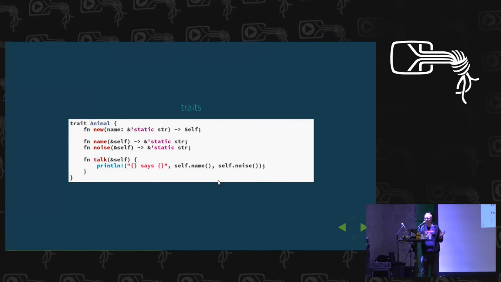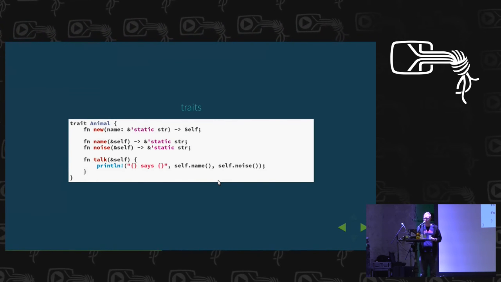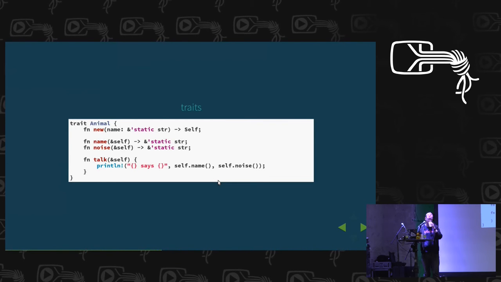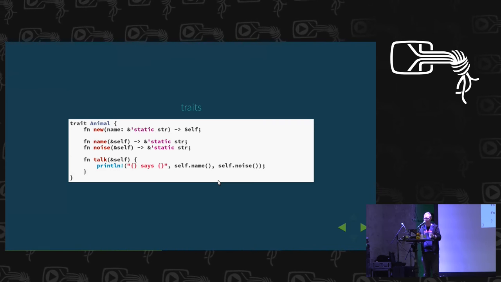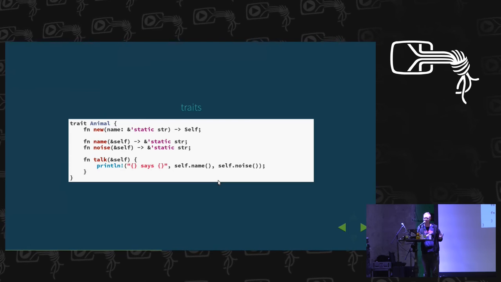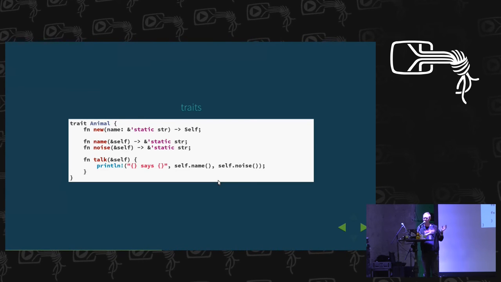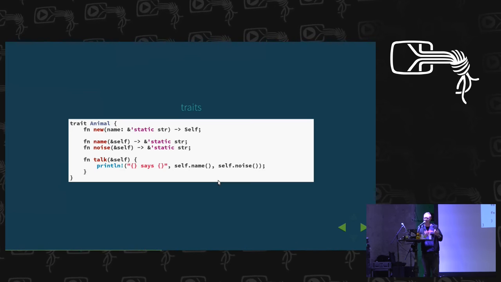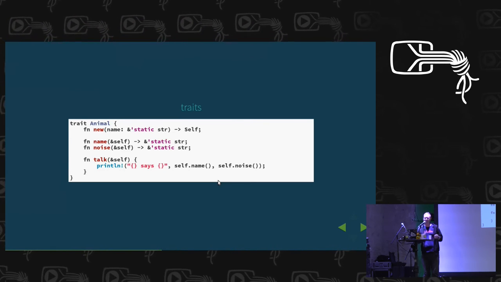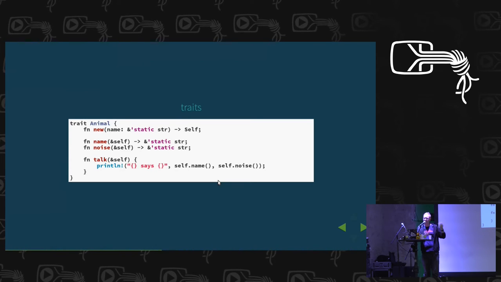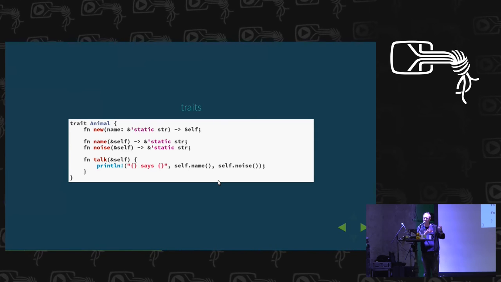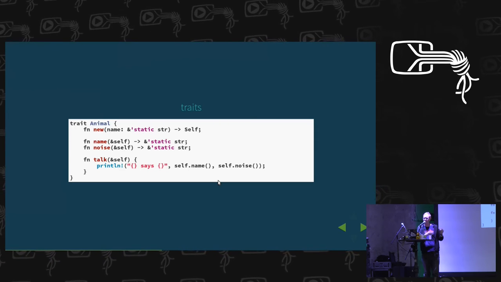Another aspect of Rust, which is a little bit different from other languages, is what's called traits. The language which I think this is most similar to is Haskell, but it's also a little bit similar to the interfaces that you have in Go. So in Rust, you don't have classes like in C++ or Java. What you have is structs, just like in C, and then you have traits, which describe collections of functions that operate on a particular structure.